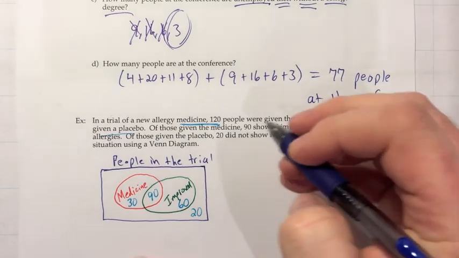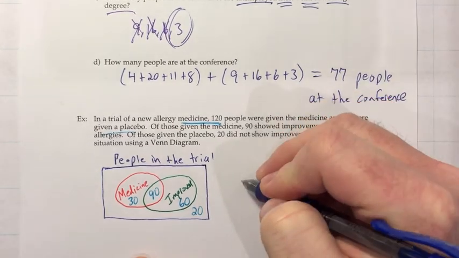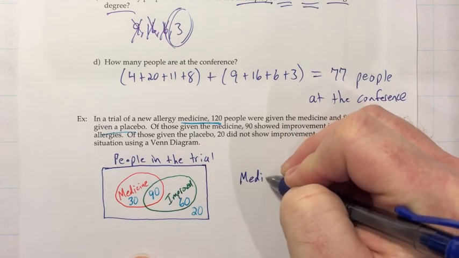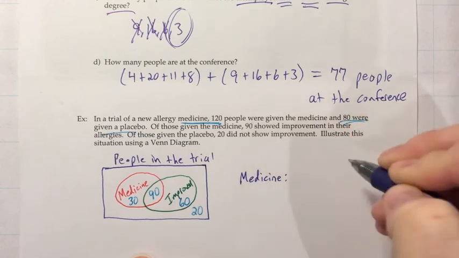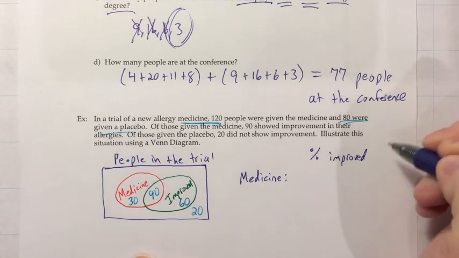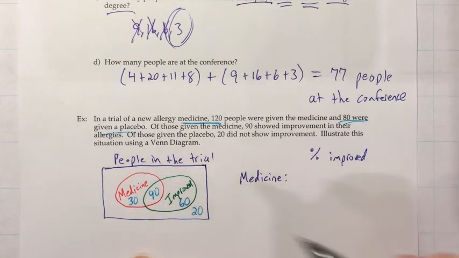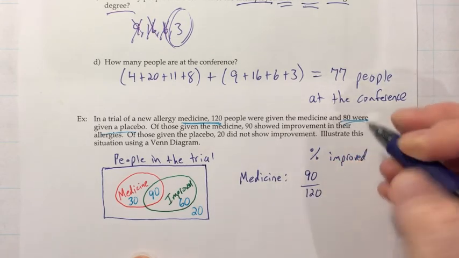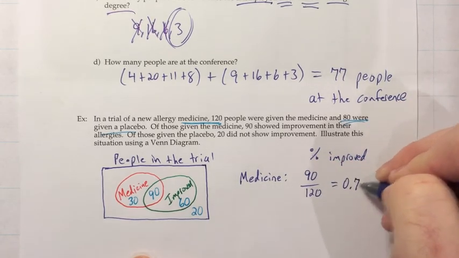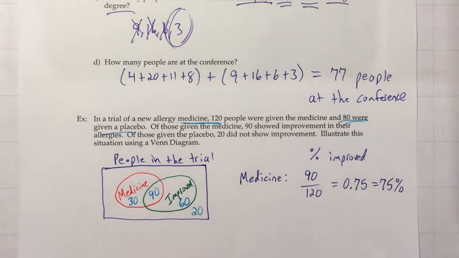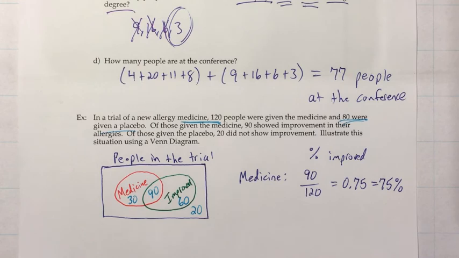Well, let's do this. Let's look at people who got the medicine and let's see the percent that improved. So there were 120 people who got the medicine and 90 of them improved. So that's 90 out of 120. And if you do that as a decimal, that's 0.75. So 75%. So your first thought should be, looks like the medicine works because 75% of the people who took it, their allergy symptoms got better.